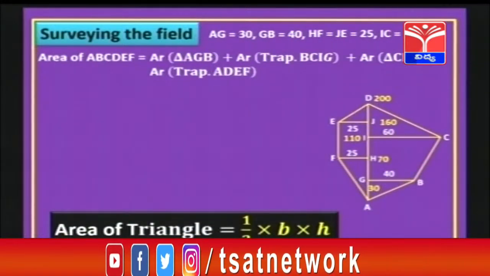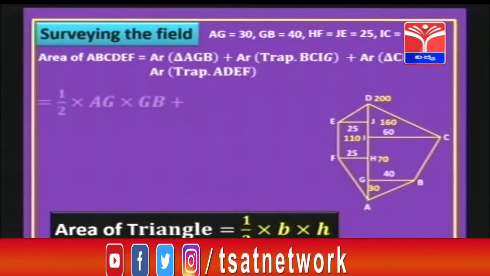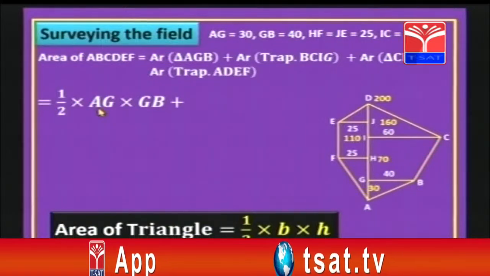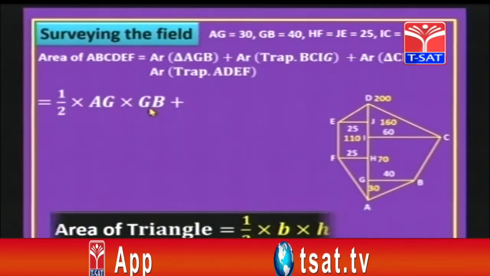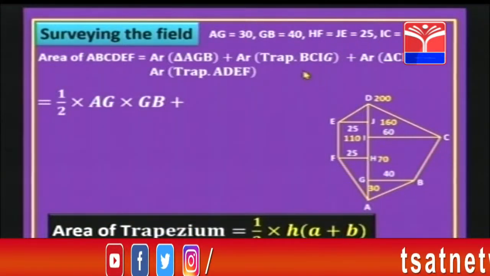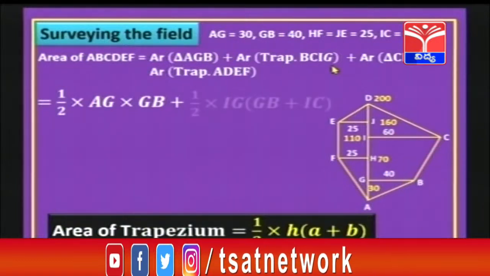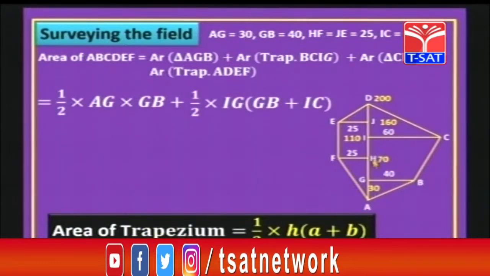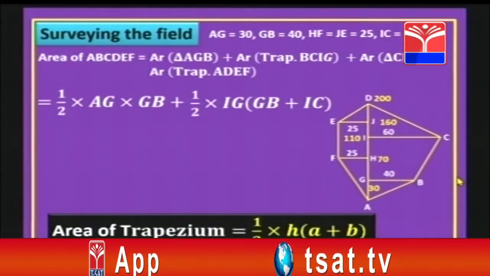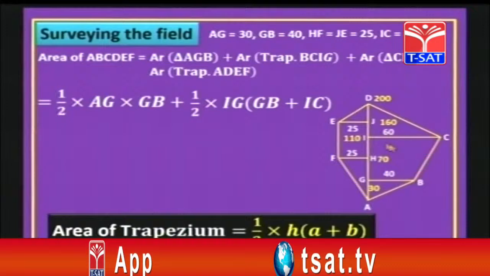The area of a triangle is given by half into base into height. So for the first one, I'll assume AG as the base and GB as the height. So half AG into GB. Similarly, what is the area of a trapezium, children? Half h into a plus b. So we have here a trapezium, right? That is trapezium BCIG. So what is its area? Half into the distance between parallel sides, IG, into the sum of parallel sides. What are the parallel sides here? GB and IC. So GB plus IC.